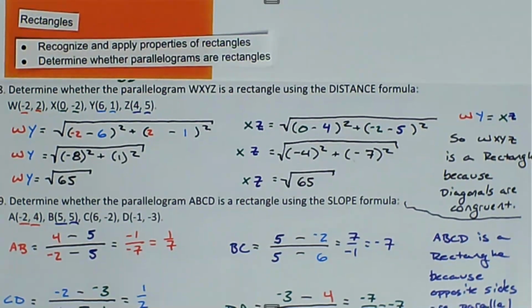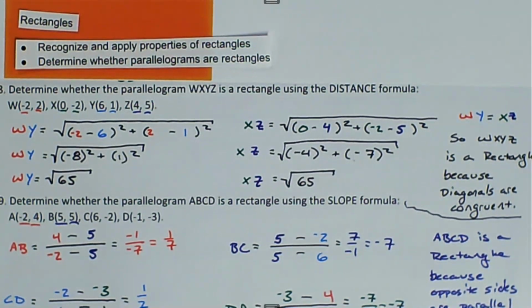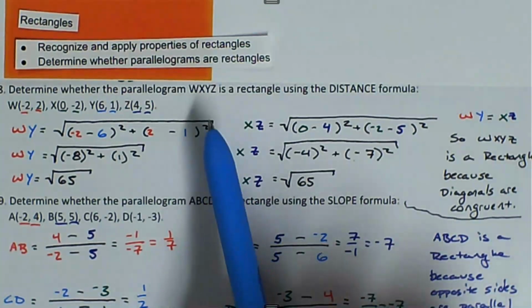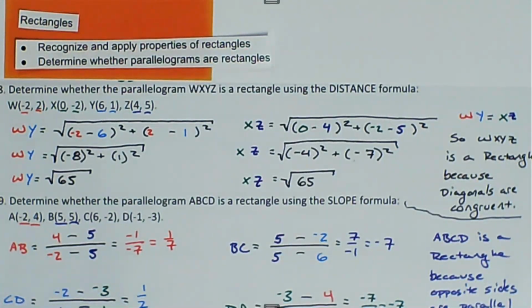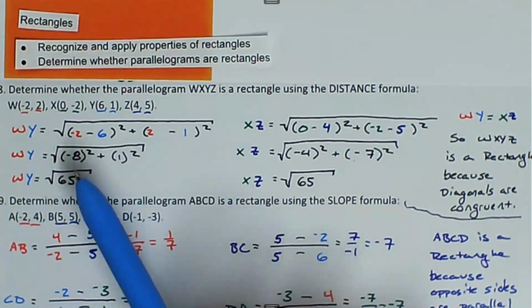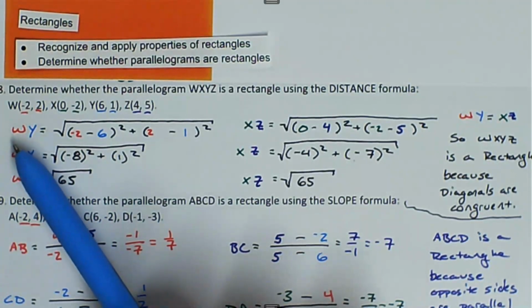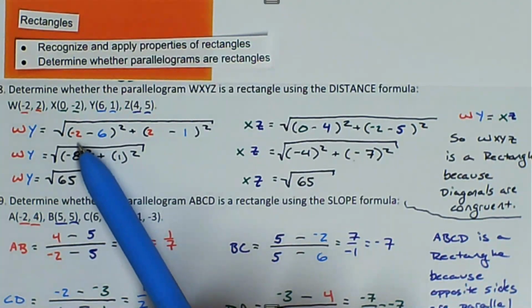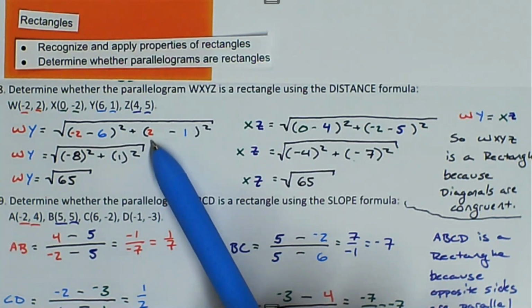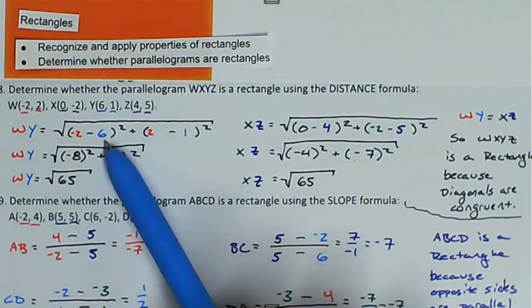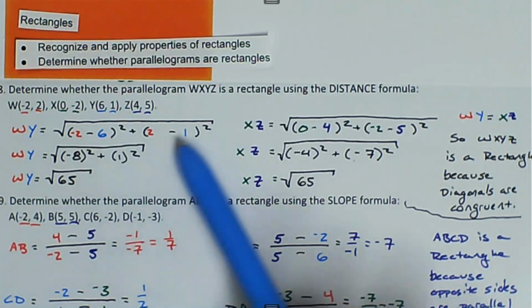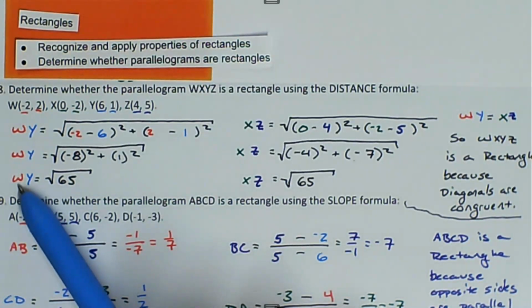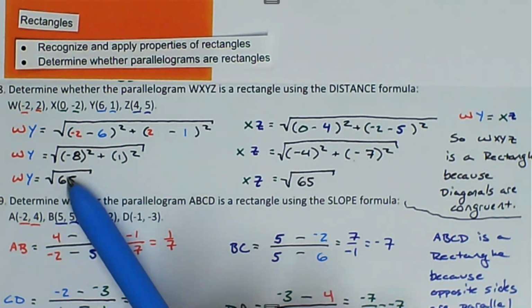So the diagonals for this particular parallelogram, because it has to be labeled in order, means that WY is one diagonal and XZ is another diagonal. So we have to substitute those values in for the distance formula. So for W, the two values are X is -2, Y is 2. And for Y, we have X is 6 and Y is 1. So we use the distance formula and we get the distance from WY is equal to the square root of 65, and we can leave it like that.